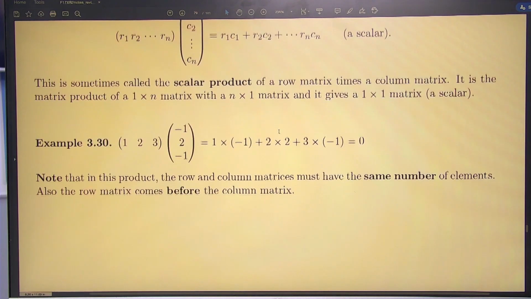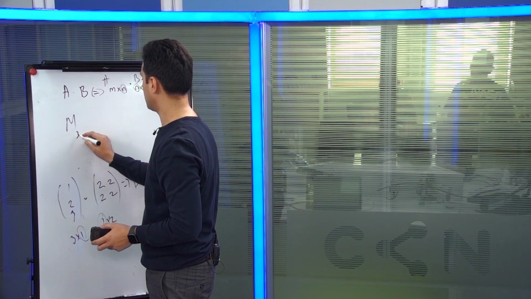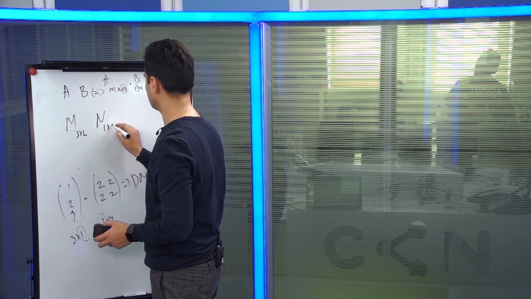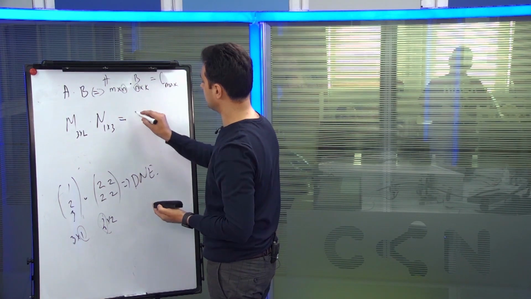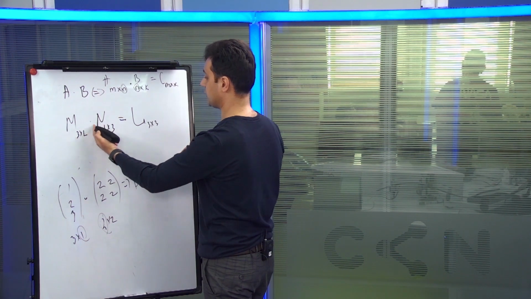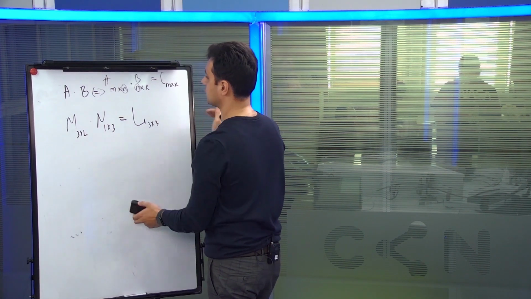It's about row and column matrix multiplication. Now we generalize this. Well, if we have the matrix M with 3 and 1 multiplied by matrix N with 1 and 3, right? 3 and 1 and 1 and 3. So what will the result be? The matrix L with the dimensions 3 and 3, right? The result of these two matrix multiplications, because of this formula, right?